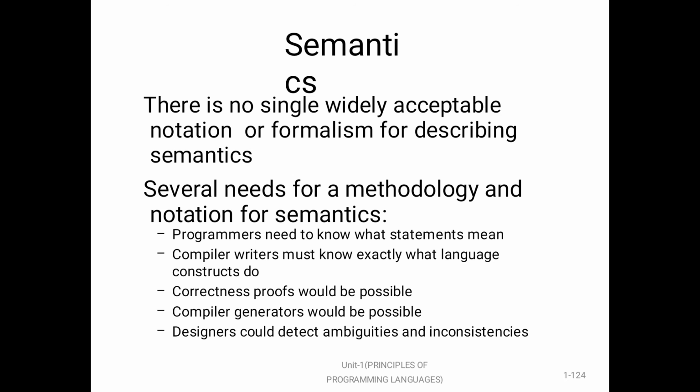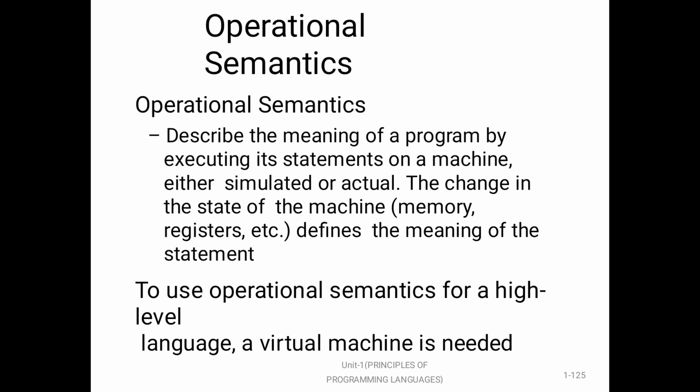Semantics. There is no single widely acceptable notation or formalism for describing semantics. So we have operational semantics. There are several needs for a methodology and notation for semantics. Programmers need to know what statements mean, and compiler writers must know exactly what language constructs do. Correctness proofs would be possible, compiler generators would be possible, and designers could detect ambiguities and inconsistencies.